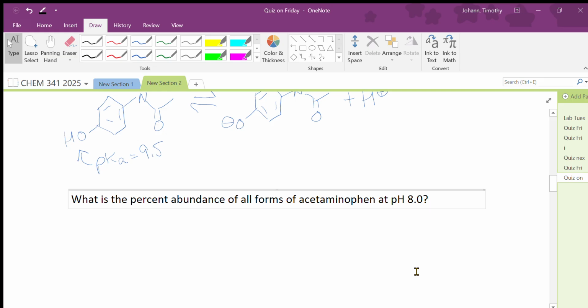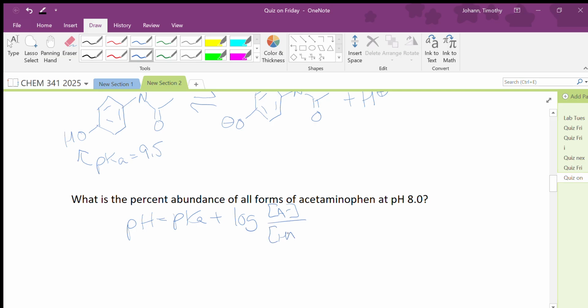All right, so this is the Henderson-Hasselbalch equation. We would set that up. We're going to go pH is equal to pKa plus the log of A minus over HA. All right, which of these is my HA? The one on the left, yes, exactly. So I have HA up here, and I have A minus here.